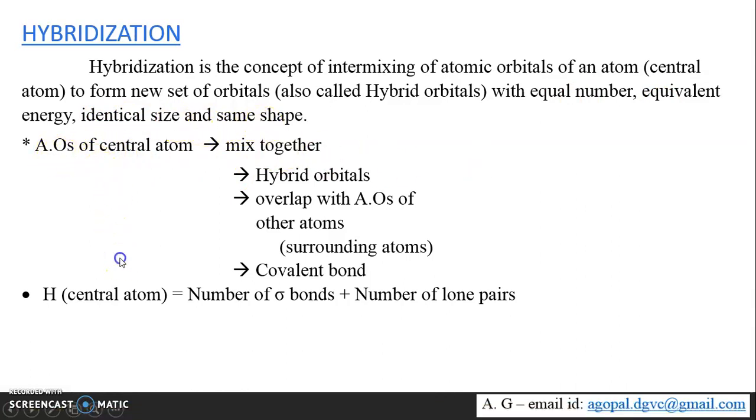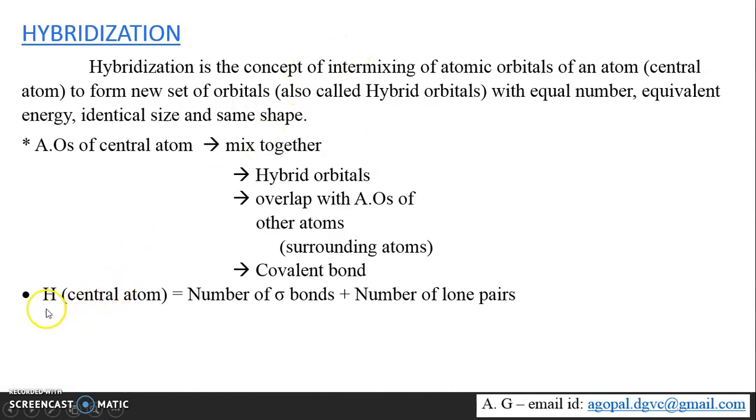So atomic orbitals of the central atom mix together and form hybrid orbitals first. Then these hybrid orbitals of the central atom overlap with the atomic orbitals of the other atoms. Other atoms means surrounding atoms, to form a covalent bond. So hybrid orbitals overlap with the atomic orbitals of the surrounding atom and form a covalent bond. This is the basic idea of the hybridization concept.